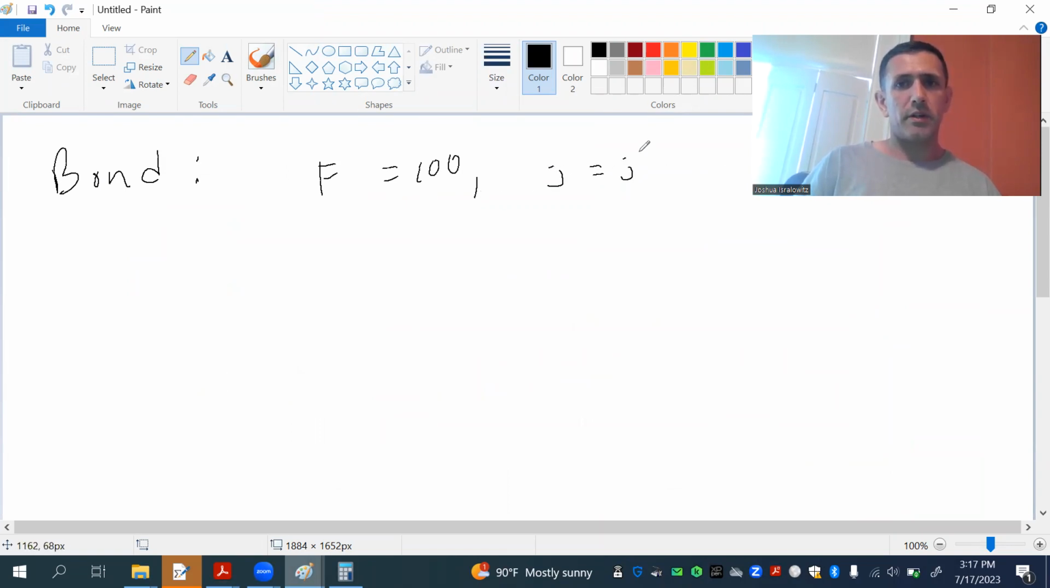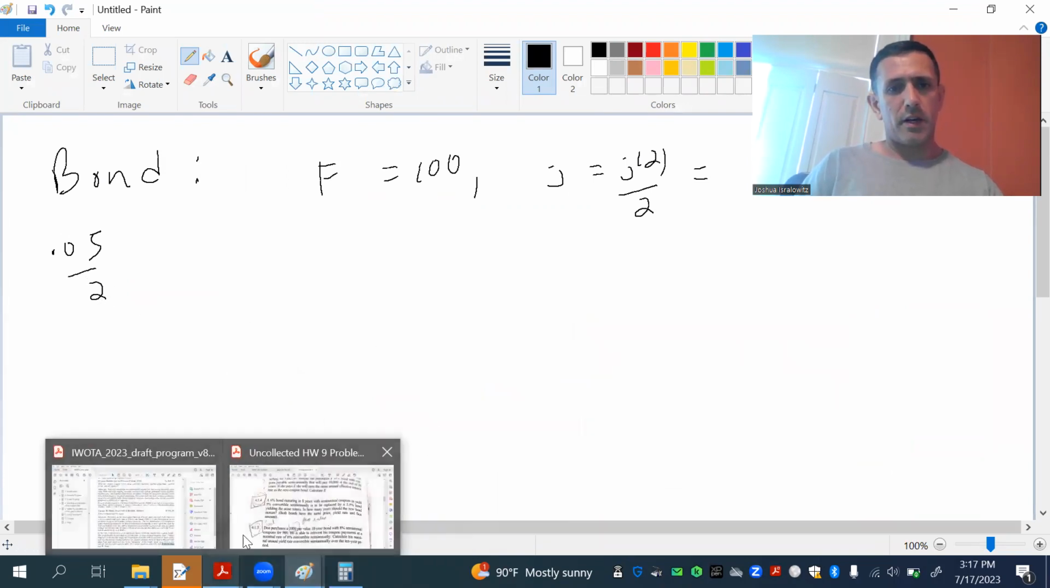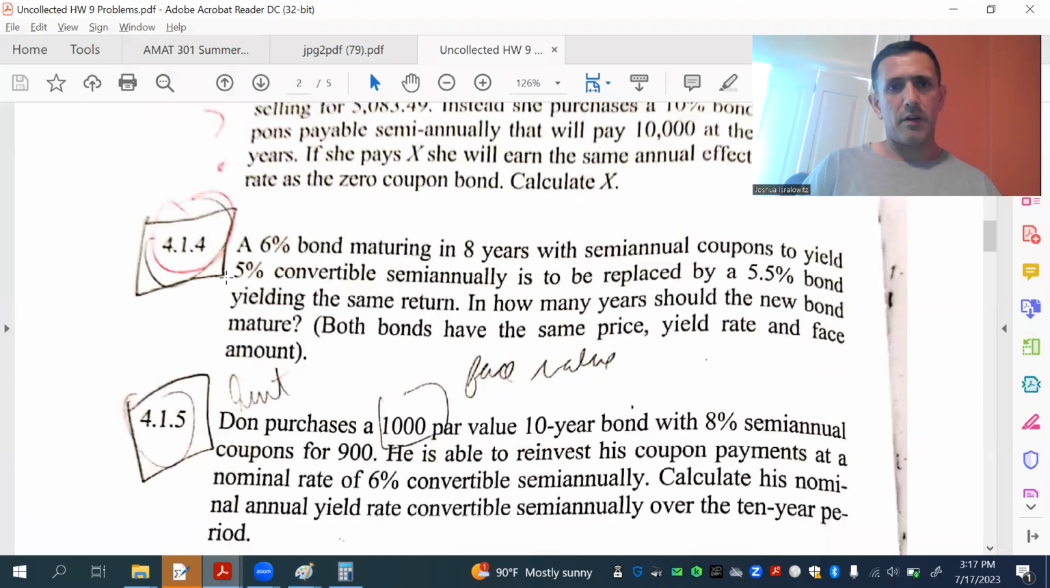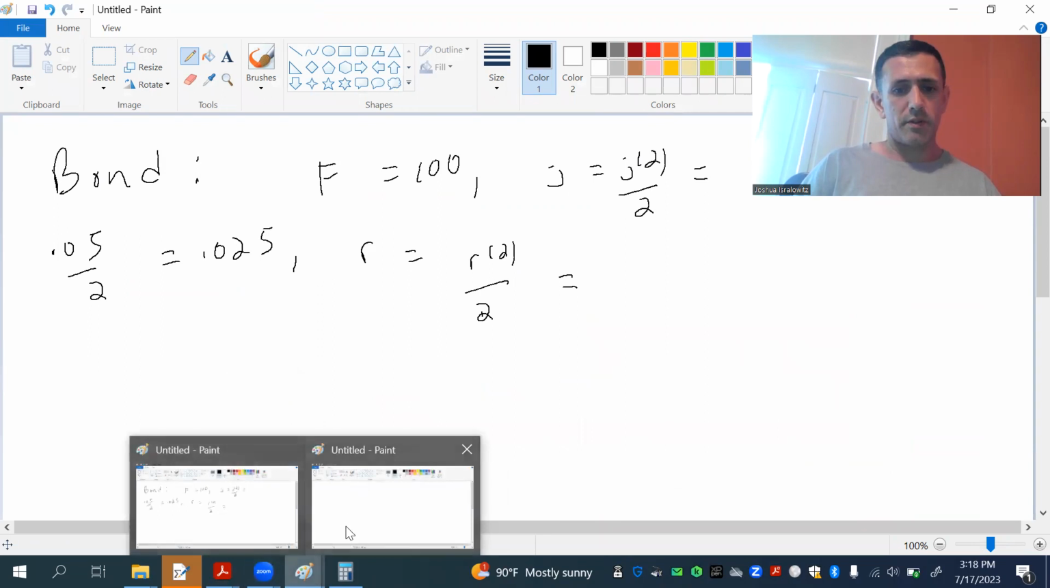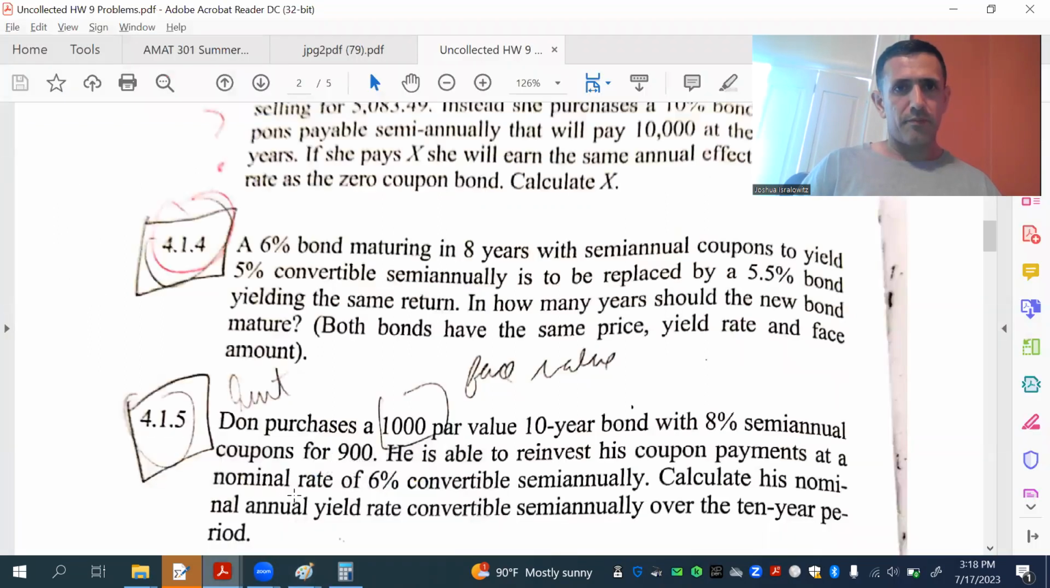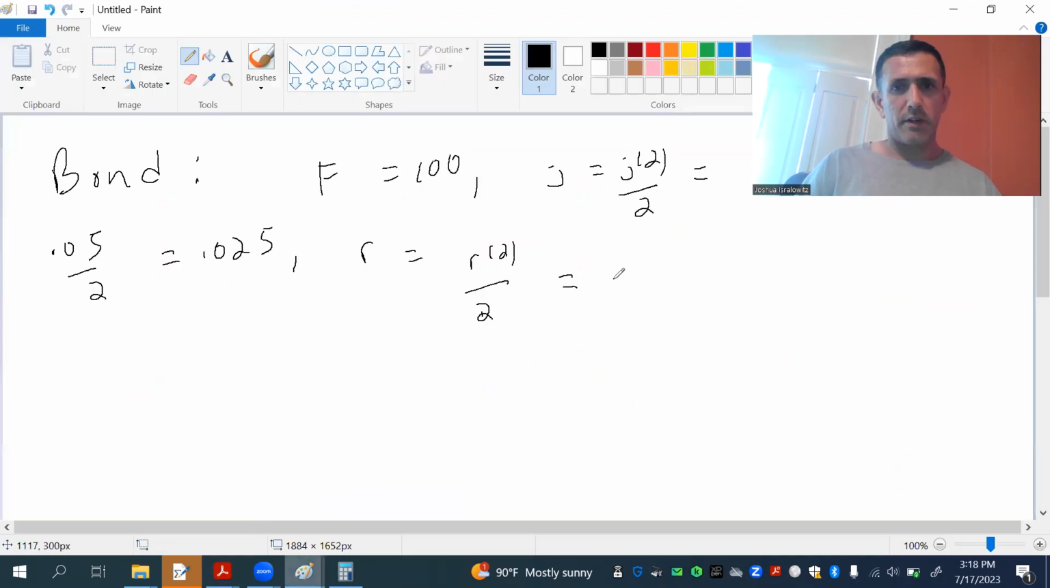My yield rate that I'm given is 0.05. Yeah, for bond one, it's a 5% yield rate. Right? We're given, what is it, 6%. So 0.06 over 2. All right.